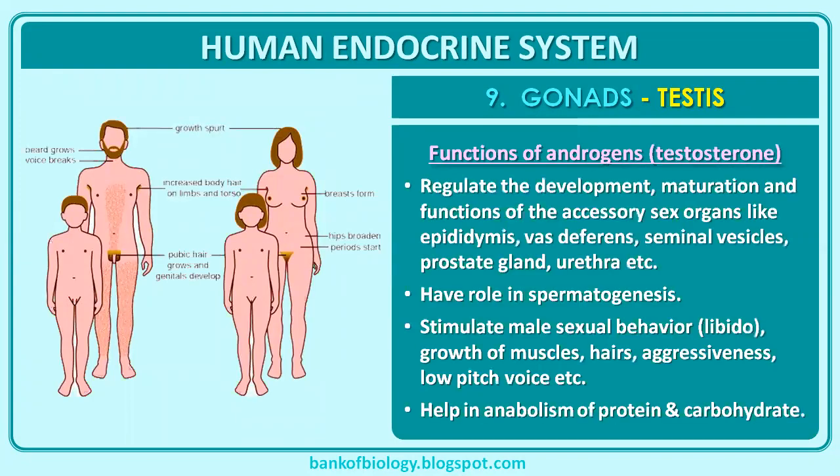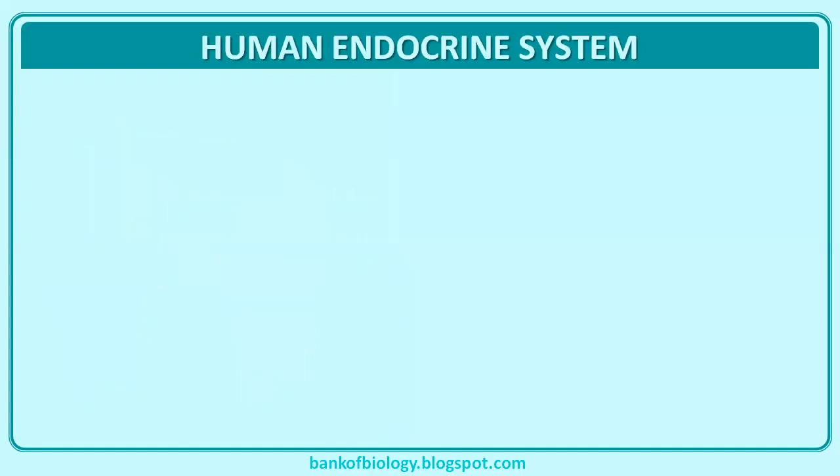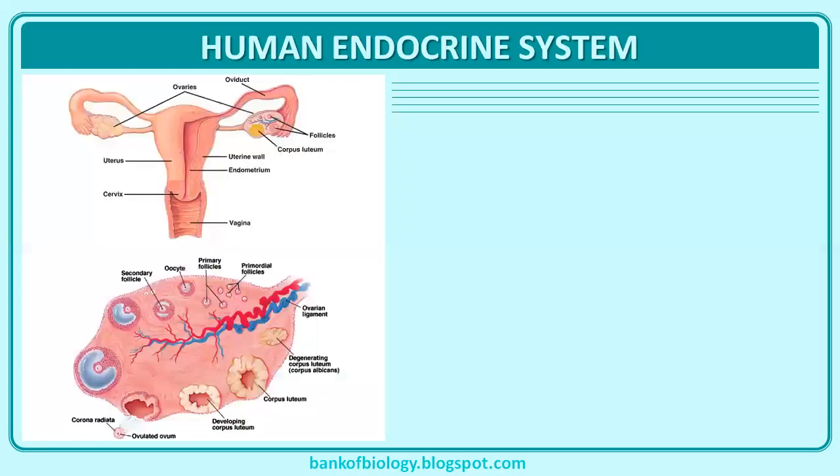So that regulates the development, maturation and functions of the accessory sex organs like epididymis, vas deferens, seminal vesicle, prostate gland, urethra, that have a role in spermatogenesis also. Then it stimulates the male sexual behavior, we call libido, the growth of muscles, hair, aggressiveness, low pitch voice, all will come because of testosterone. It helps in anabolism of proteins and carbohydrates, building, not breaking, which is called catabolism.